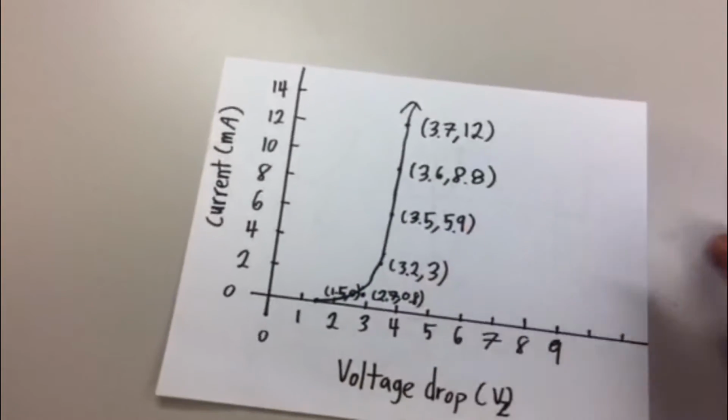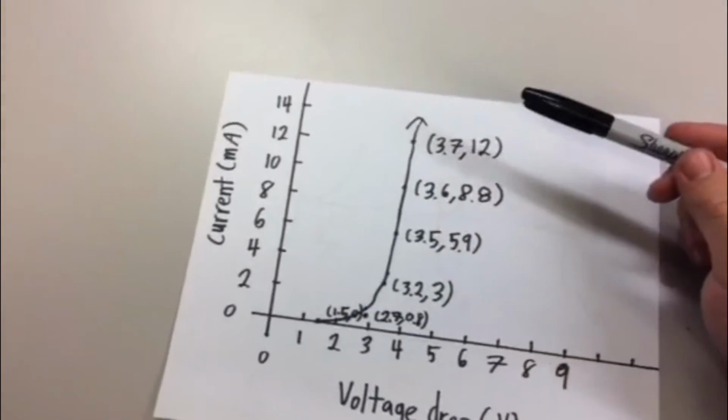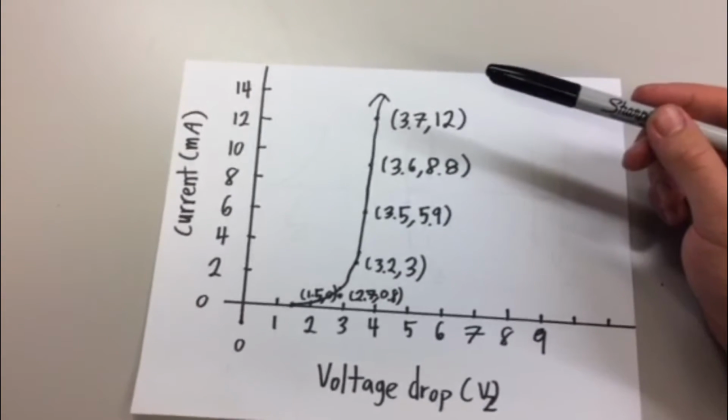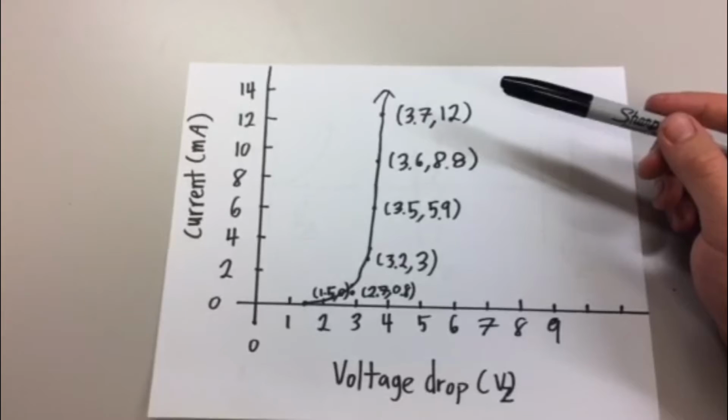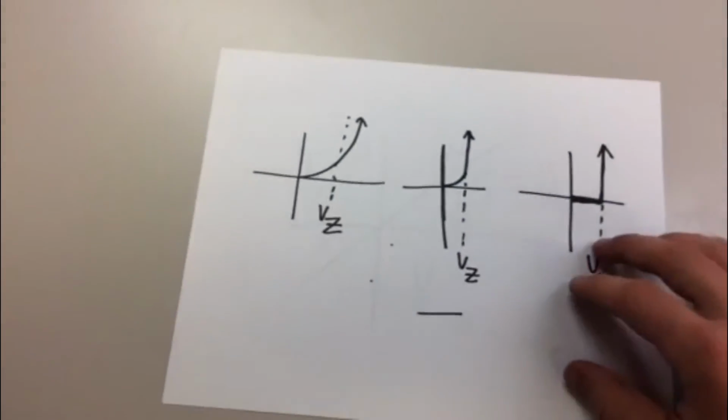If you graph this, then you see that it creates a very interesting curve here, and it harkens back to the three idealizations that we looked at when we first introduced the idea of a Zener diode, of which these were the three.